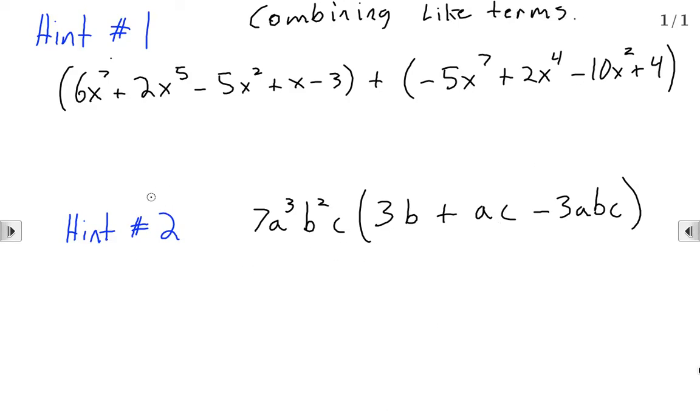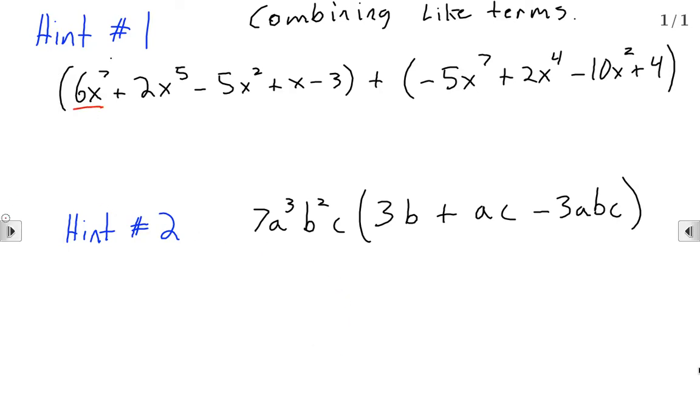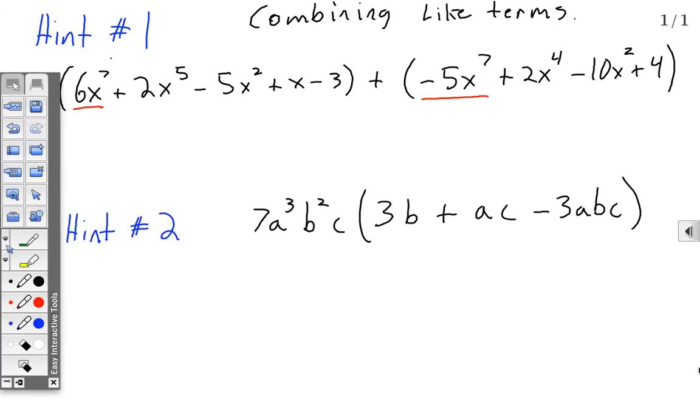So I have an example here that is more or less the same steps and the same ideas as the one in the homework. So let's first make sure we understand what we mean by like terms. In this example, we're going to underline some like terms. 6x to the 7th. A like term would be anything else that uses 7 as the exponent. So negative 5x to the 7th is a like term, and it's good to go ahead and label those.